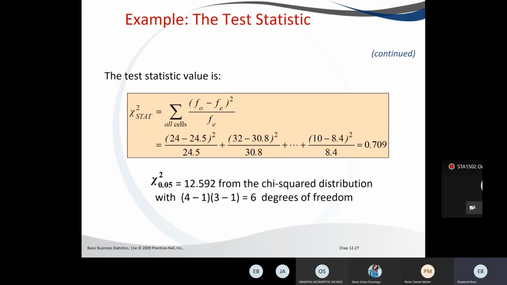When we have our test statistic, we go and find the critical value. Let's say they give us alpha of 0.05. So we go find the critical value using alpha and the degrees of freedom. And we know that our alpha is 0.05 and our degrees of freedom. Remember, our degrees of freedom is the number of rows minus 1 times the number of columns minus 1.